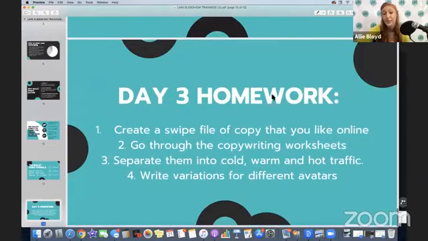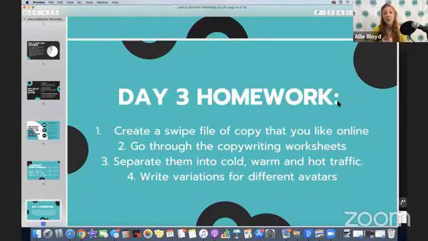So today's homework is number 1, start to pay attention to great copy online. You can create a swipe file. You can save ads or posts that you see online, and Instagram and Facebook, lots of other platforms have that feature. So that's a really simple way to start your own swipe file. If you are noticing it and paying attention to it, the copy specifically, you can also have one for creative. You want to be able to reference it later because, again, modeling is one of the easiest ways to improve in any area of your life.